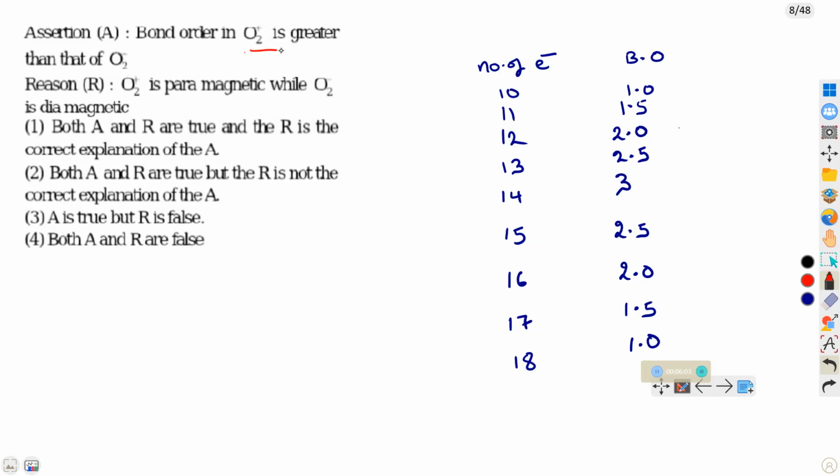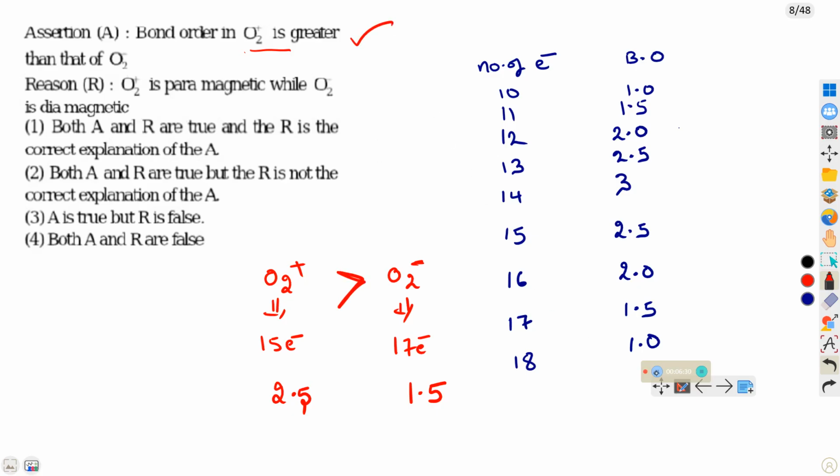Order of bond order: O2 plus is greater than O2 minus. O2 plus has a total of 15 electrons, bond order value 2.5. O2 minus has a total of 17 electrons, bond order value 1.5. O2 plus is greater than O2 minus. Correct.